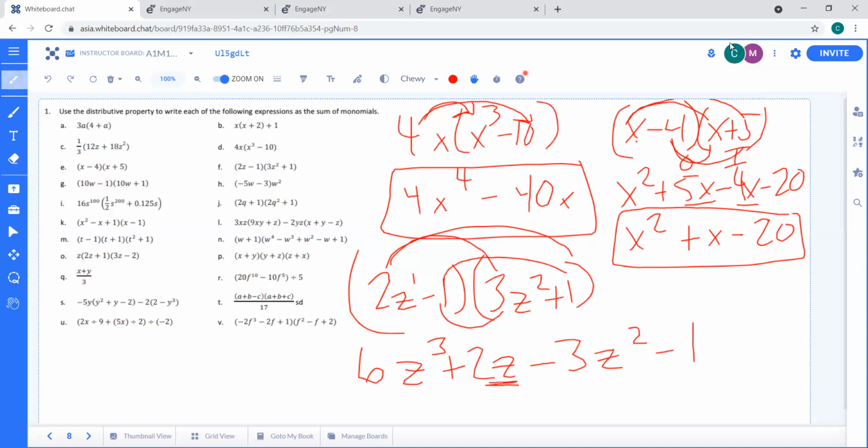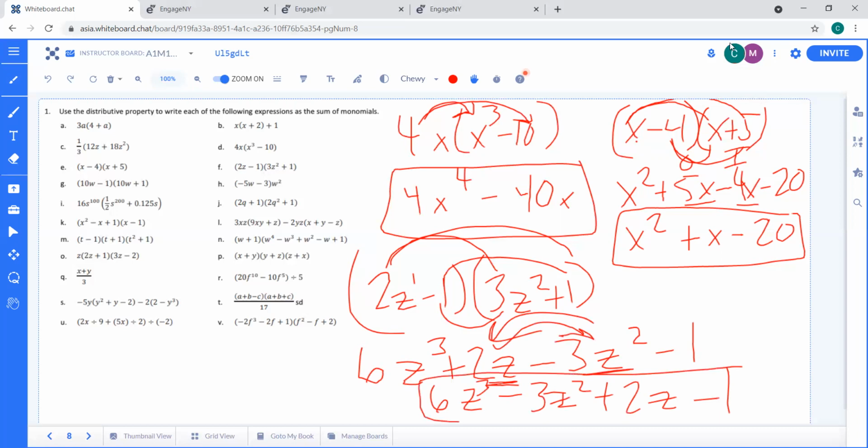Now, I told you earlier that these are going to combine. Well, they can't here because they were not in the beginning the same degree. So we're just going to leave that as 6z cubed minus 3z squared plus 2z minus 1. We'll just swap these and put it in standard form.